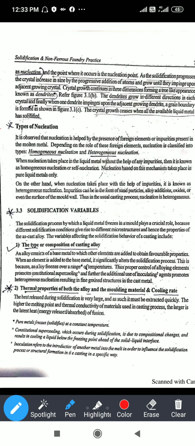Okay, so whatever heat is being released, obviously when the heat starts to release, only then will the solidification start. The faster the heat releases, the faster the solidification will proceed. The higher the melting point and the thermal conductivity of the material used in the casting. Okay, so it should melt at a higher rate, and solidify also at a high rate. The melting should be slow and the solidification also should be slow, so that 100% solidification can be achieved.